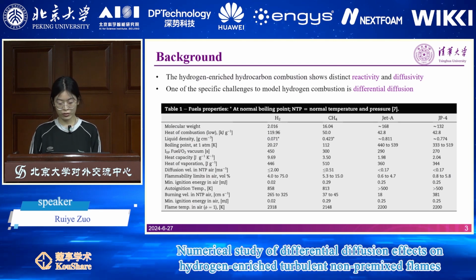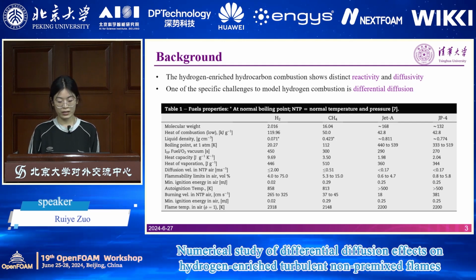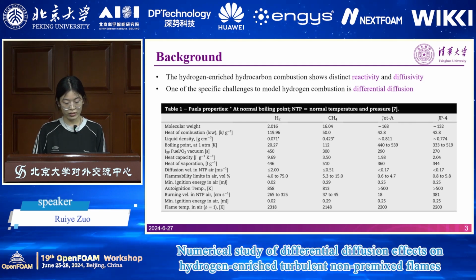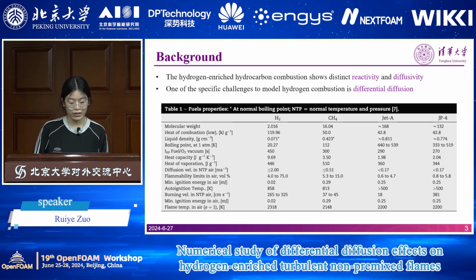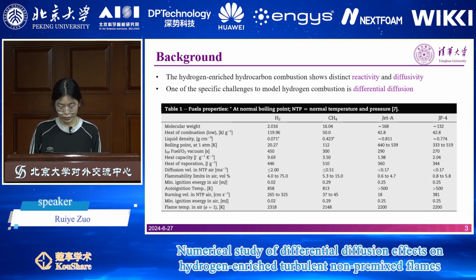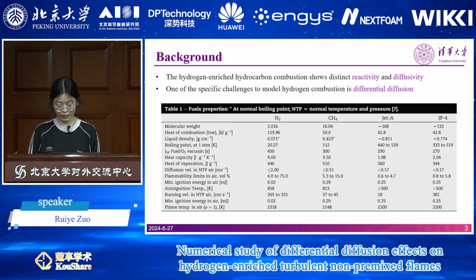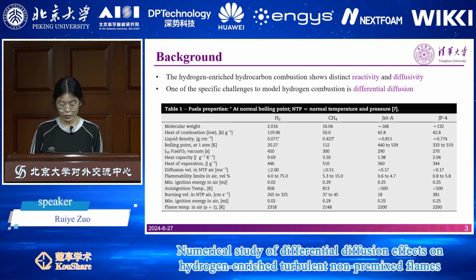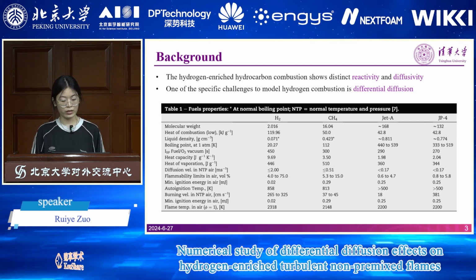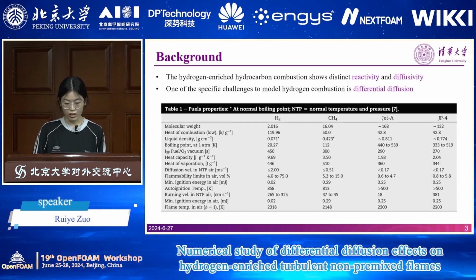Adaptation of hydrogen into fossil fuels with variable composition, referred to as fuel flexibility, is an important combustion design parameter. The hydrogen-enriched hydrocarbon combustion shows distinct reactivity and diffusivity, owing to the unique characteristics of hydrogen flames. This implies the significance of differential diffusion in accurately describing the hydrogen-enriched turbulent flame structures, as revealed in many previous experimental and numerical works.